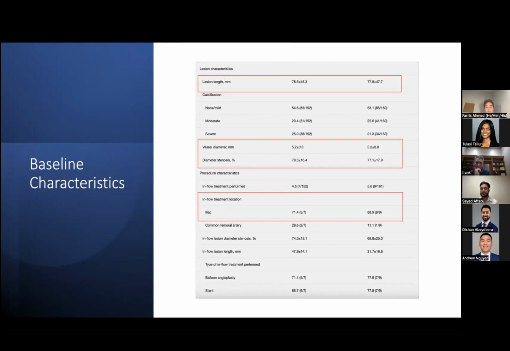In terms of lesion length, vessel diameter, diameter stenosis, they're matched up pretty well between both groups. The inflow treatment location as well was in the majority of cases within the iliacs.